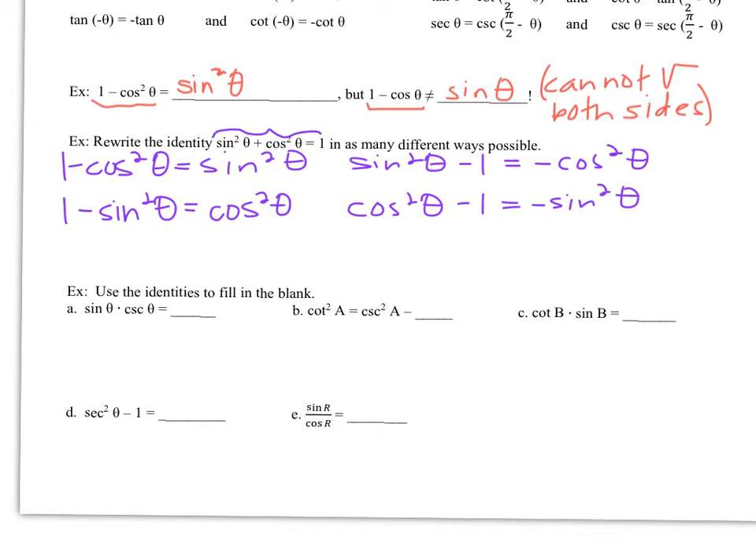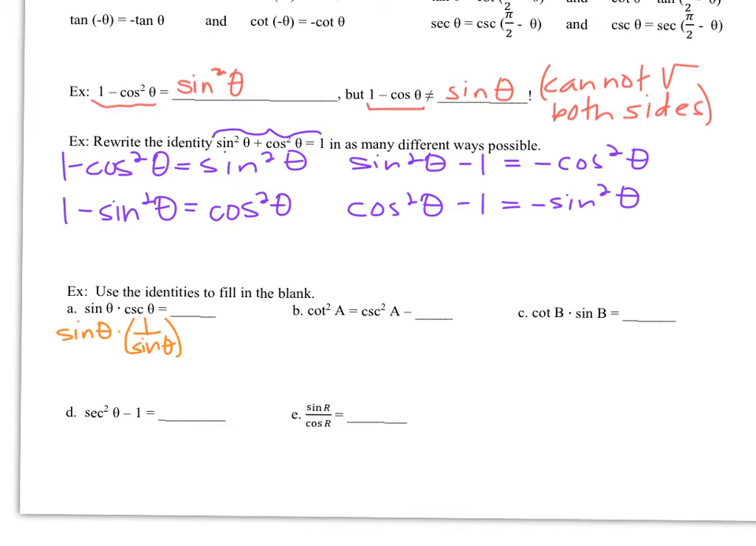The first expression, sine theta times cosecant theta. Well, if we look up above, right away we see reciprocal identities with sine and cosecant. Sine theta, if we leave that as is, times the first reciprocal definition is that cosecant equals 1 over sine theta.